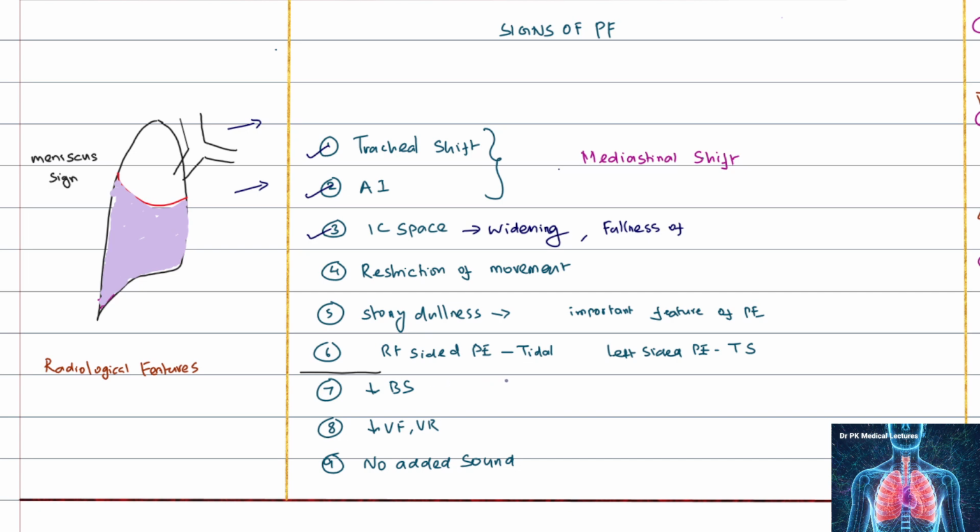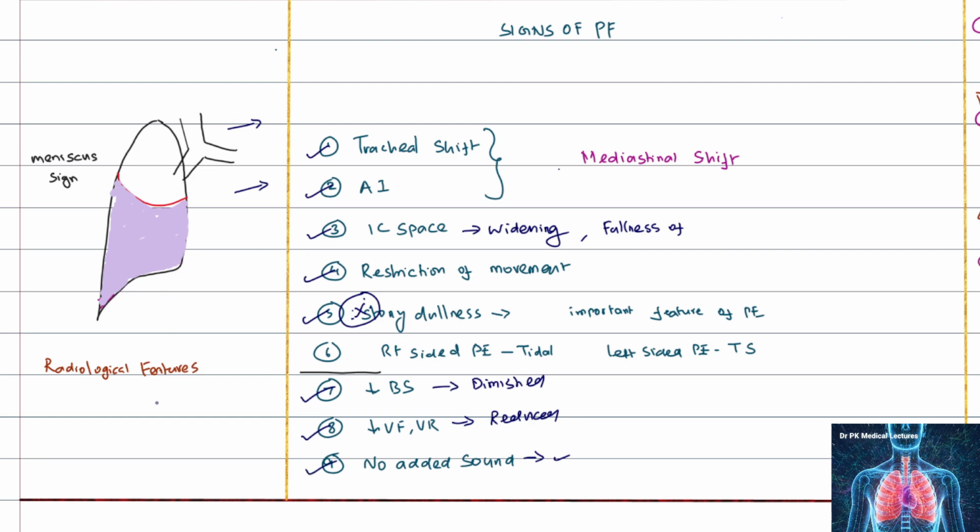Then regarding the auscultatory features of pleural effusion, the breath sound is diminished, vocal resonance and vocal fremitus are reduced, and there is no added sound. So the features of pleural effusion are: number 1, mediastinal shift; number 2, widening of intercostal space; number 3, restriction of movement on the side of lesion; number 4, stony dullness; number 5, reduced breath sound; number 6, reduced VF and VR; number 7, no added sound.